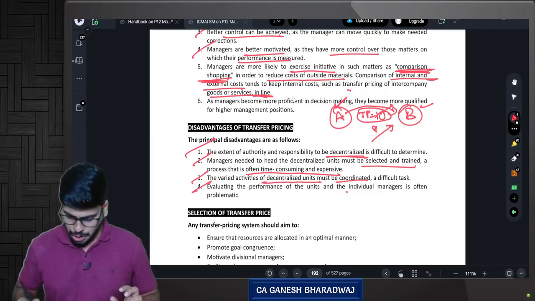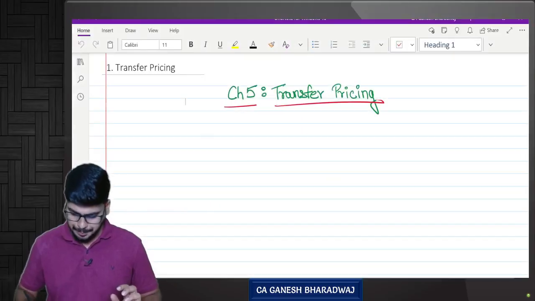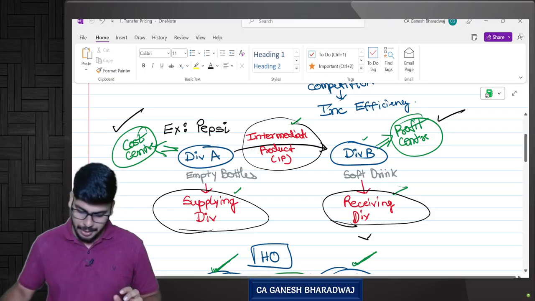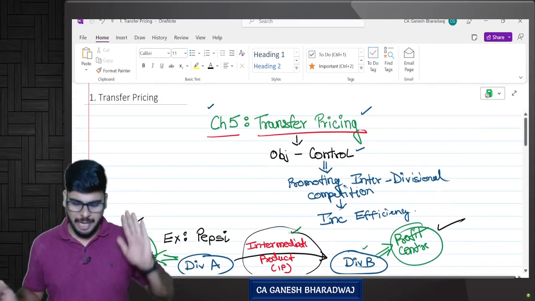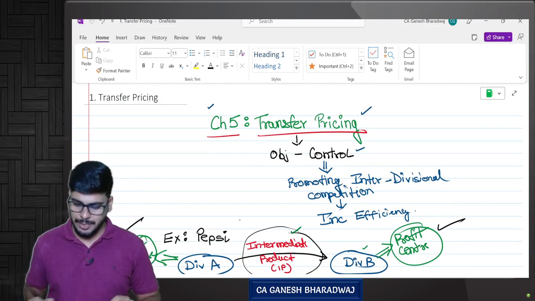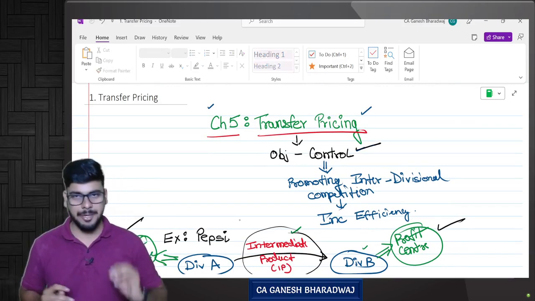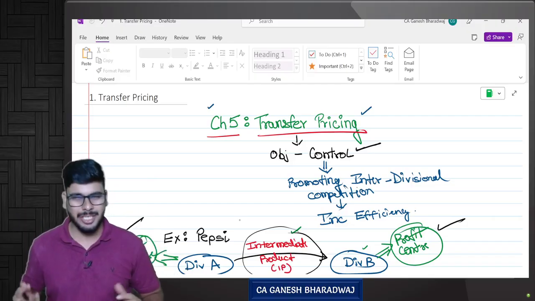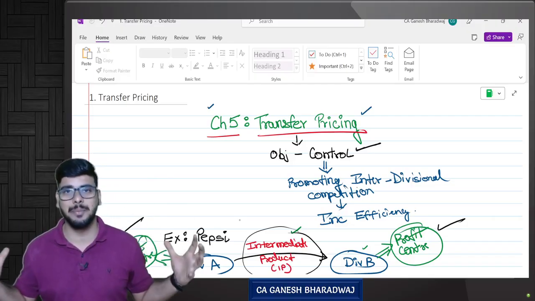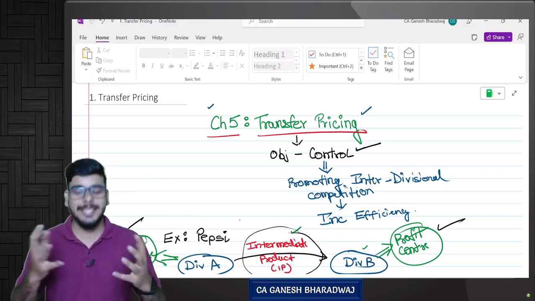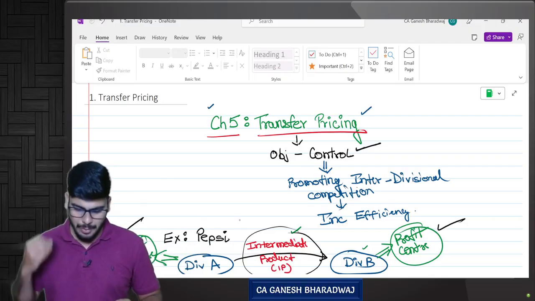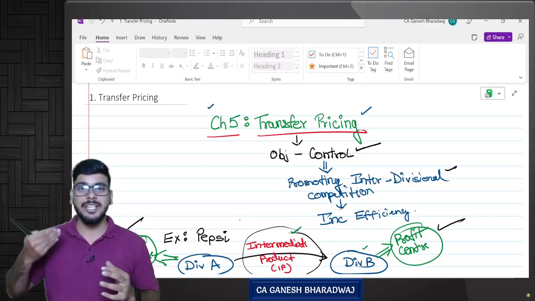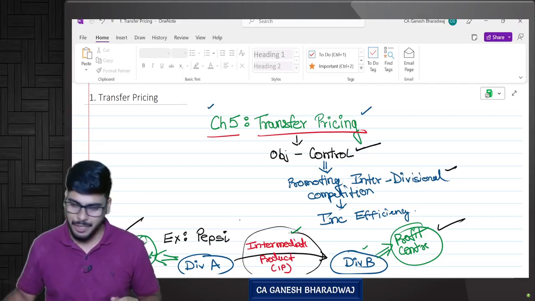So to put it short, whatever we've seen here, we actually started with this chapter called transfer pricing. What was the objective of this chapter? The objective is to gain control over the organization. Generally, transfer pricing is used for big companies which function in a decentralized manner. Now, why do we have transfer pricing? To promote interdivisional competition, which in turn increases the efficiency. Are you clear with this?